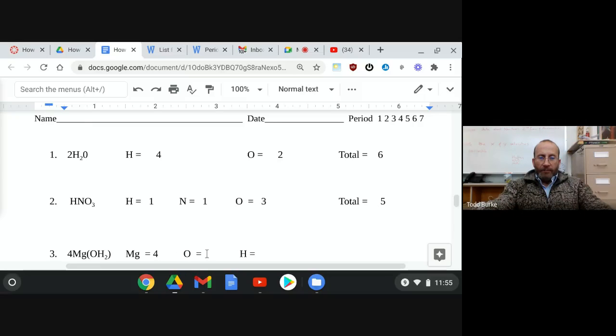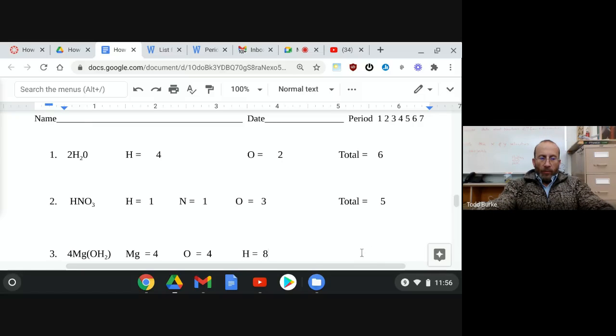Looking at the oxygen, I don't see any little subscript here. So I only have 1 oxygen. However, because of the coefficient, everything gets quadrupled. Oxygen goes from 1 to 4. And my hydrogen is interesting. This little subscript means that there are 2 of them, but because of the big coefficient, everything is being quadrupled. Everything gets multiplied by 4. So 2 times 4 is going to be 8.